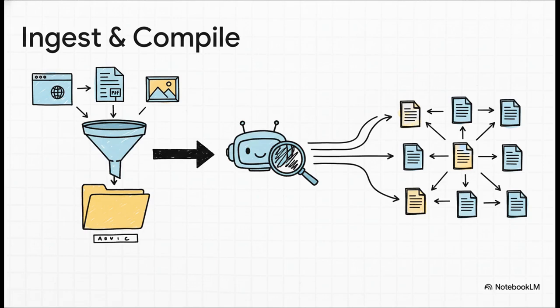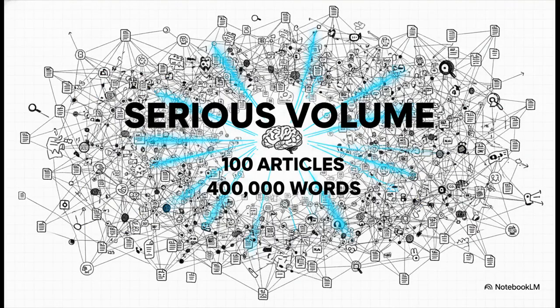The wiki becomes the LLM's domain. And don't think this is just for a handful of notes. This system can handle some serious volume. Even without fancy vector databases or complex setups, a simple file-based system can easily manage a knowledge base with over 100 articles and 400,000 words, all processed and linked up by the LLM.